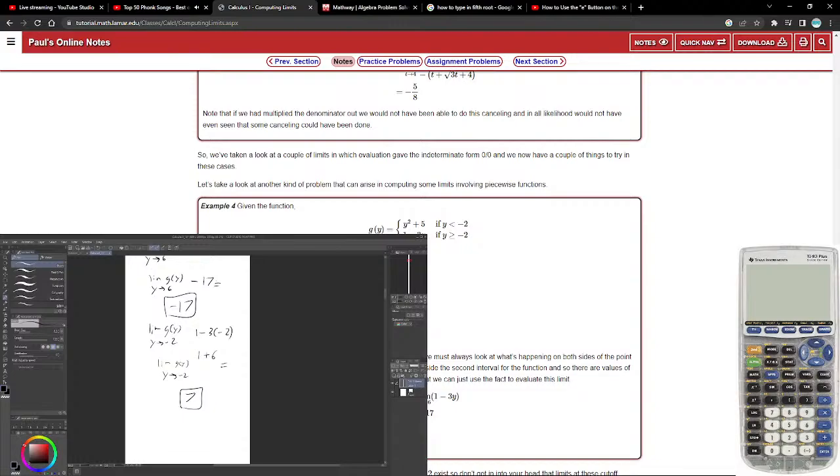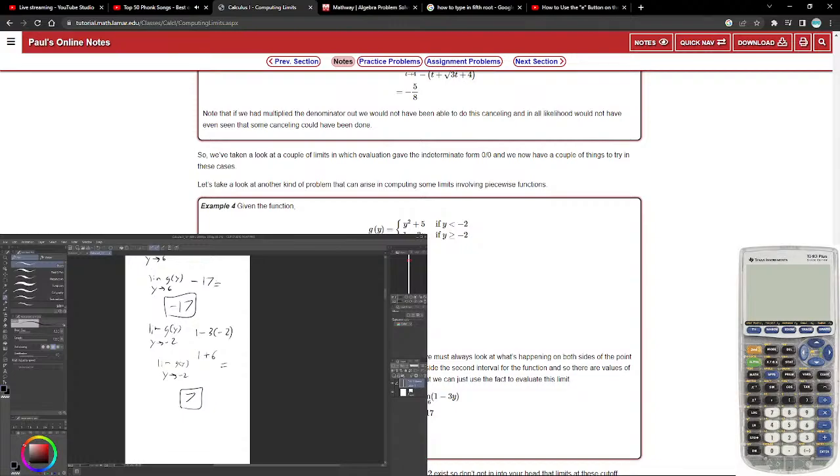In this case, there really isn't a whole lot to do. In doing limits, recall that we must always look at what's happening on both sides of the point in question as we move towards it. In this case, y equals 6 is completely inside the second interval for the function, so there are values of y on both sides of y equals 6 that are also inside this interval. This means that we can just use the fact to evaluate this limit.